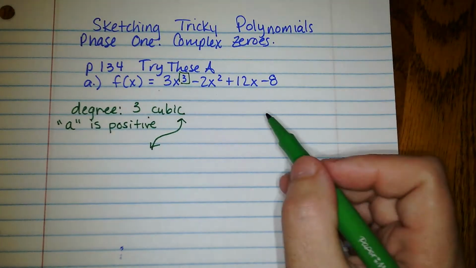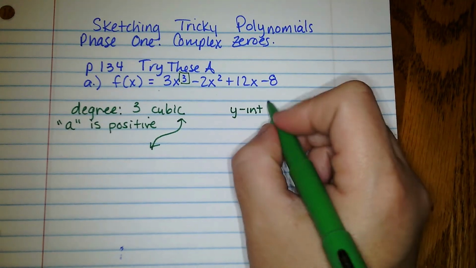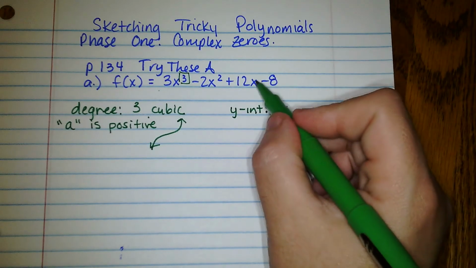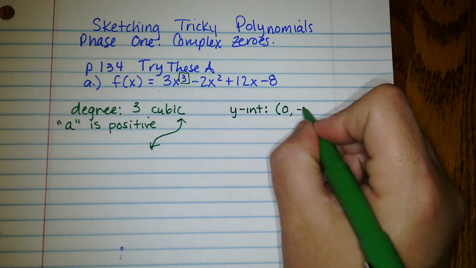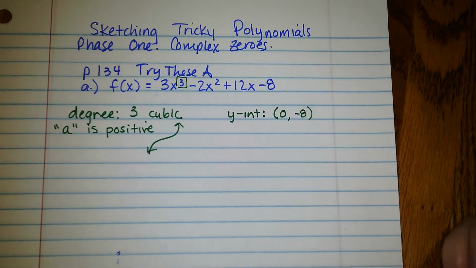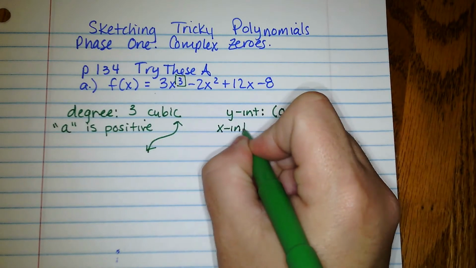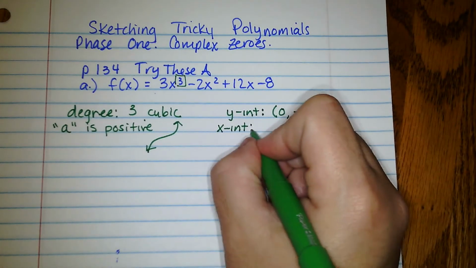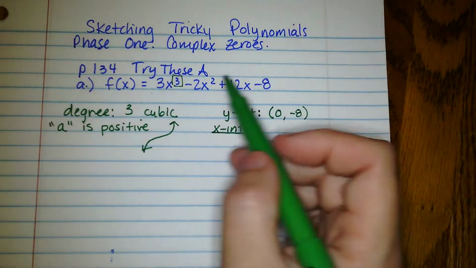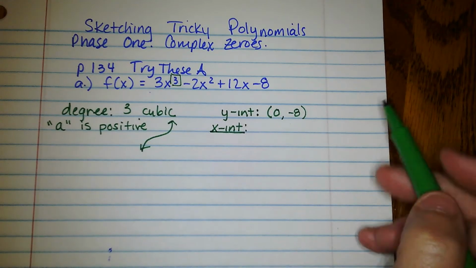The next thing we have to do is find our y-intercept. And our y-intercept is 0, the constant. And our constant is our end term without the variable, which is negative 8. The last and most important piece of finding the sketch out is the x-intercepts, also known as the zeros. So for x-intercepts, I need to solve this by factoring. Now it's got 4 terms in it, which leads us right into factor by grouping.